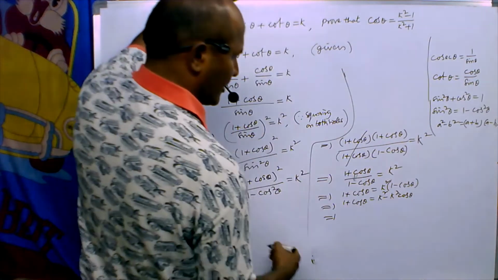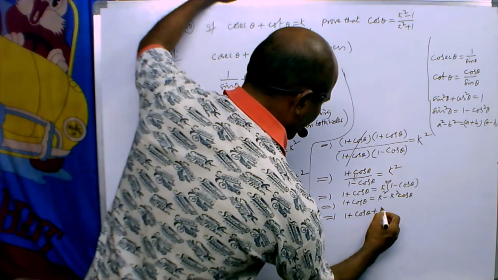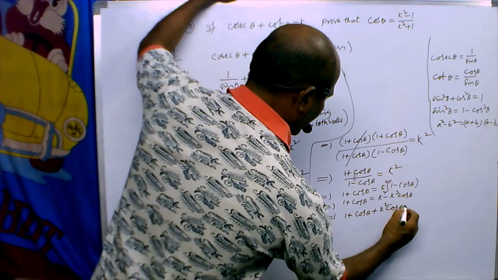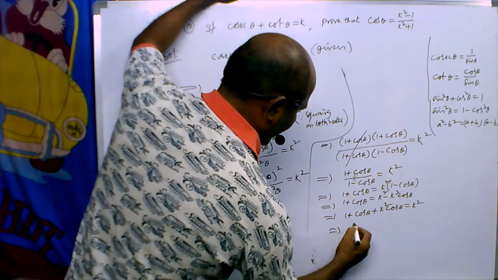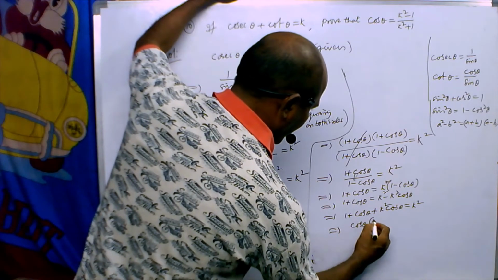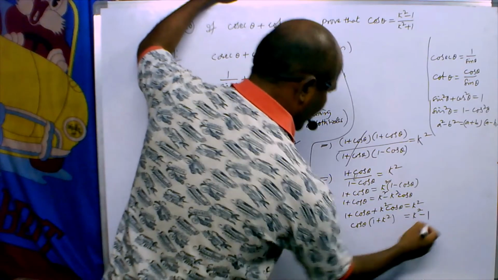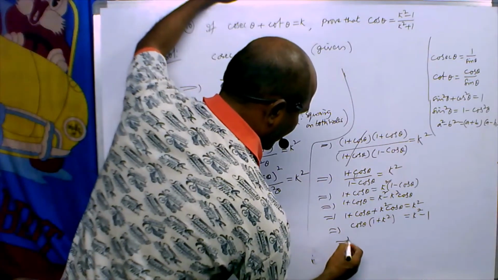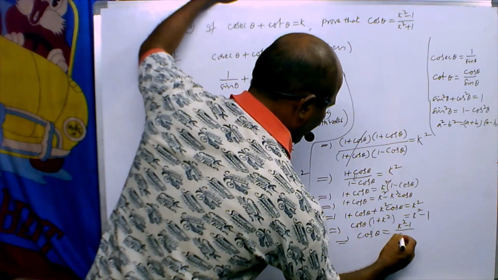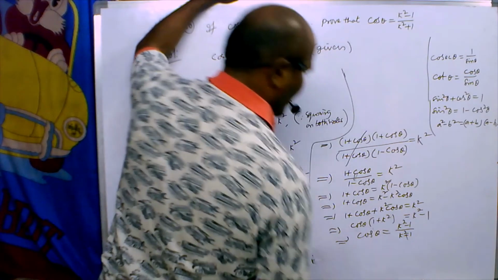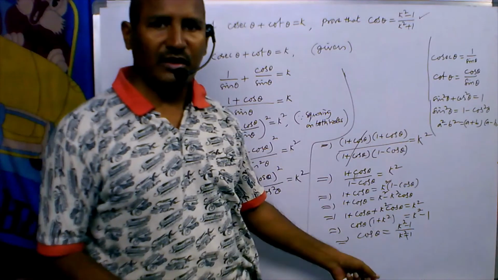Now here transpose like terms to one side. 1 plus cos theta plus k square into cos theta equal to k square. Here send 1 also to that side. Cos theta into, here 1 remains, here k square remains. Send this 1 to RHS, it will be minus 1. Therefore finally cos theta is equal to k square minus 1 by k square plus 1, which is the result we want. So like this we can prove it in one way.